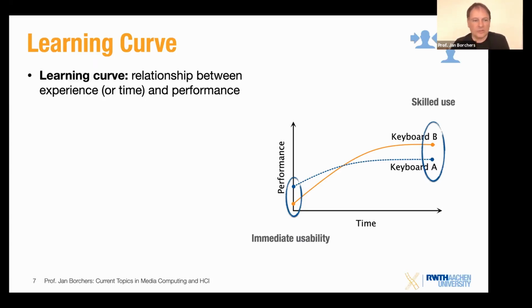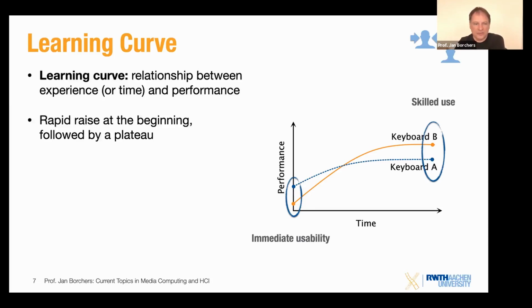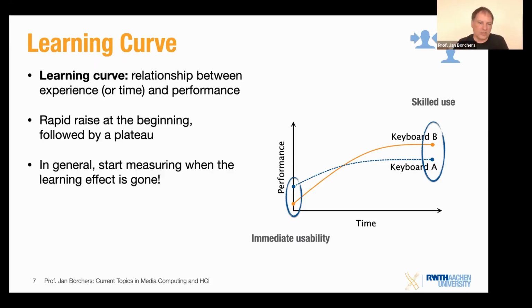So the learning curve tells you how experience, or time if you want, relates to performance. And we typically see a more rapid rise at the beginning, followed by a plateau. So you usually try to measure when the learning effect is gone, because it usually doesn't take very long to disappear. And that's the more useful measurement, right? The moment I pick up a device for the very first time is not going to be representative of my using it every day.